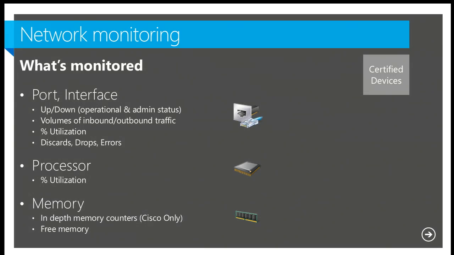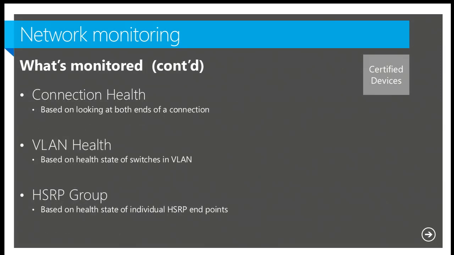On processor, we show you the percentage utilization. You might want to make sure it's not at 80 or 90%. For memory, we show things like in-depth memory counters, but it's a Cisco-only feature. And we might be adding that in the future, but for now it's Cisco-only, for in-depth memory counters on usage. For all the other certified devices, we do free memory. So we show you how much memory the device has left.